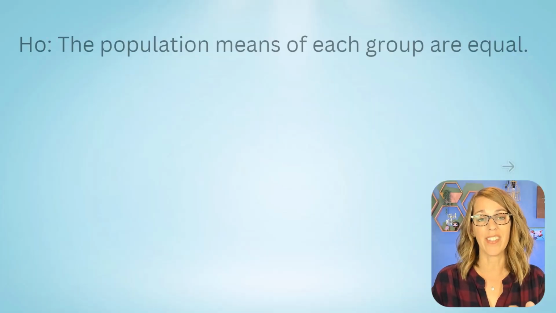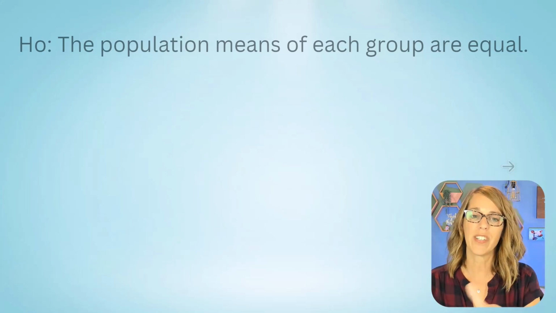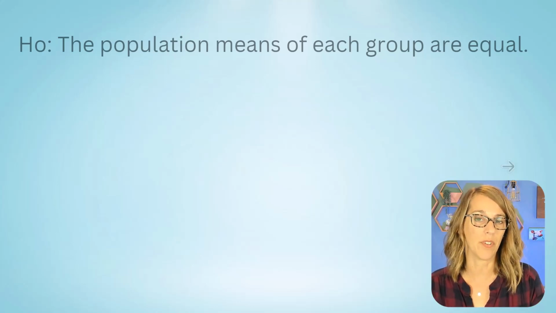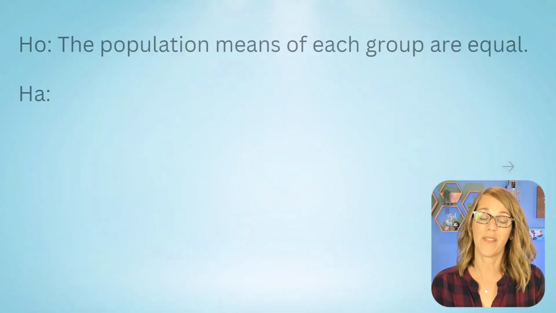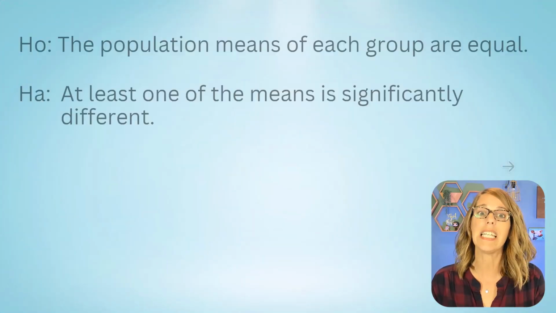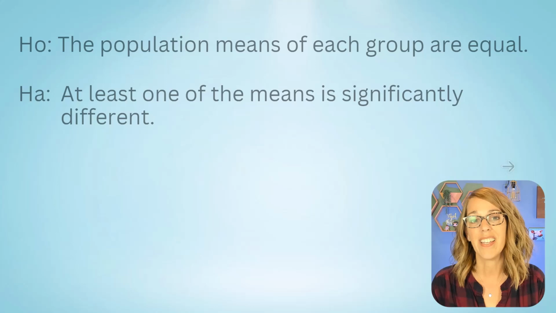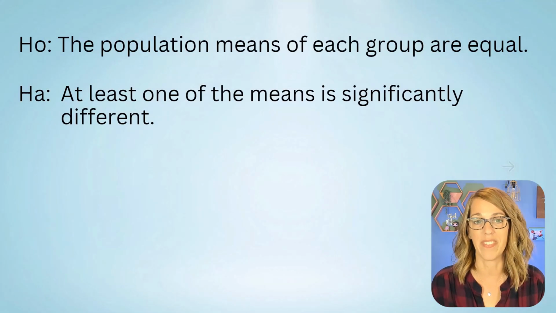To set up our ANOVA test, I want to come up with my hypotheses. The first one would be our null hypothesis, and this one says that there's no difference between the three means. And we just state that as the population means being equal. So mu1 equals mu2 equals mu3. Our alternative hypothesis, however, says that at least one of the means is significantly different from the others.